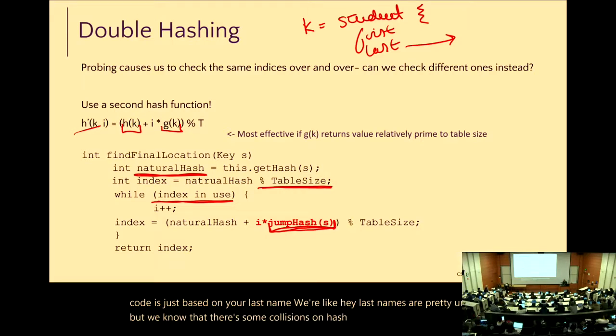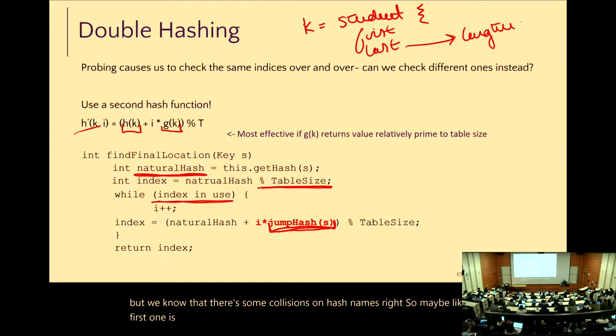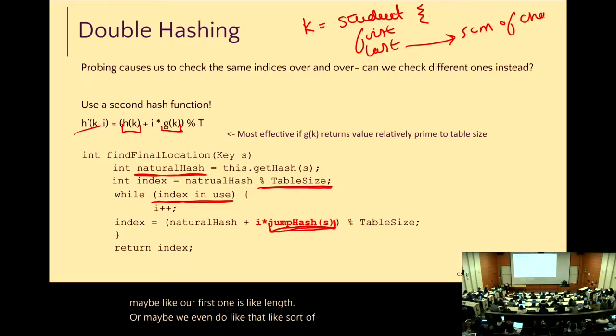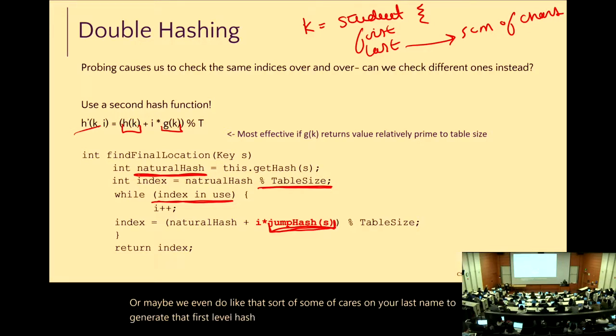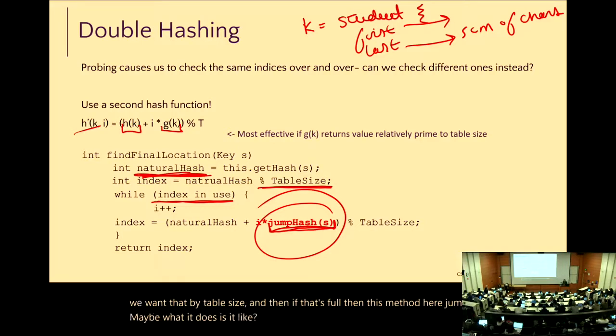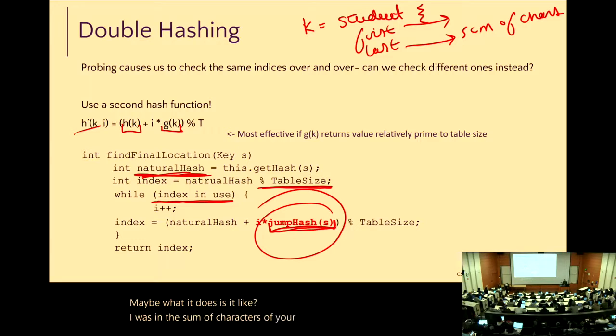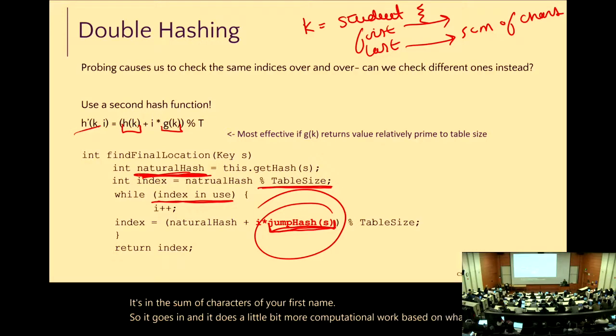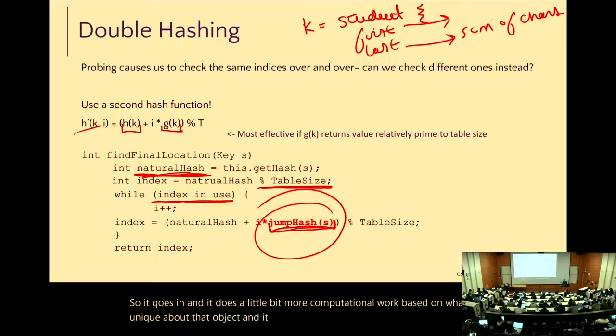So maybe our first one is length, or maybe we do the sum of chars on your last name to generate that first level hash function. So that would be our natural hash. Then we mod that by table size. And then if that's full, then this method here, jump, maybe it adds in the sum of characters of your first name. So it does a little bit more computational work based on what's unique about that object. And it only bothers to do that if there's a collision.